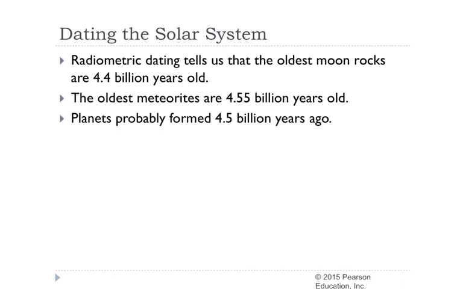So radiometric dating from old moon rocks, from the oldest meteorites, suggests that the planets probably formed about 4.5 billion years ago. So that's our best estimate for the age of the solar system. Our sun is expected to live about 10 billion years. So our sun is about halfway through its lifespan.